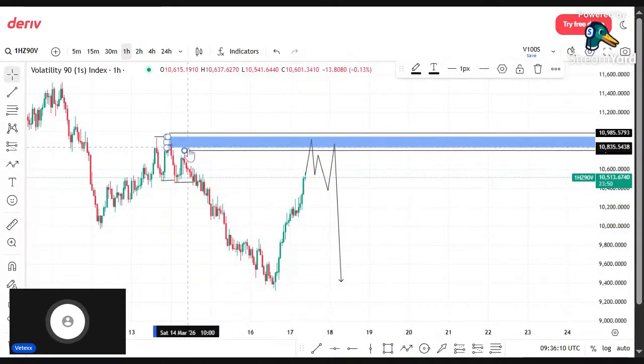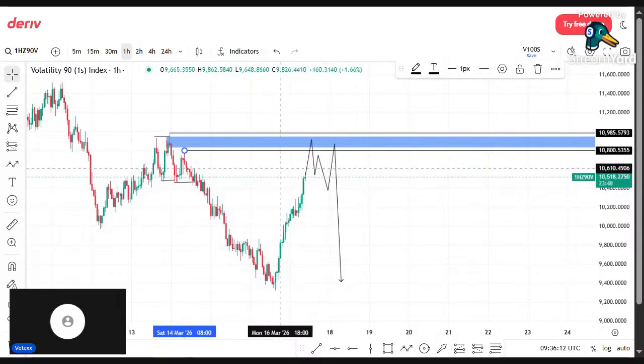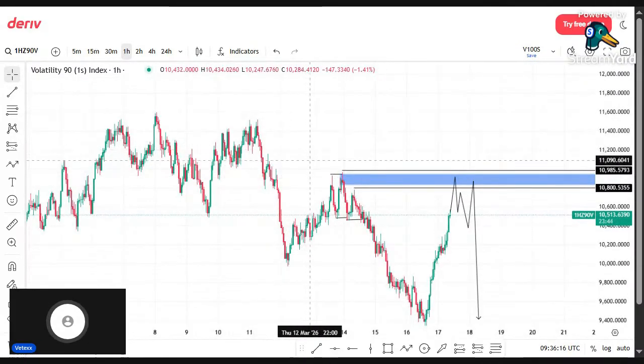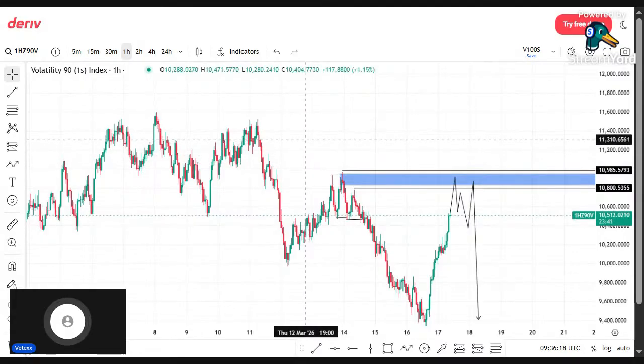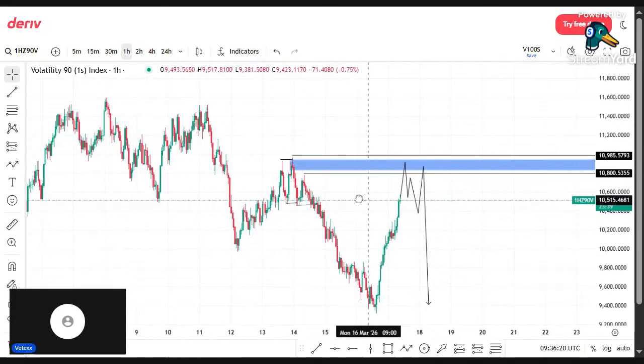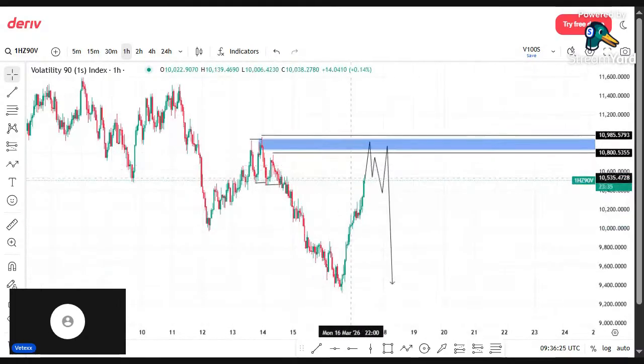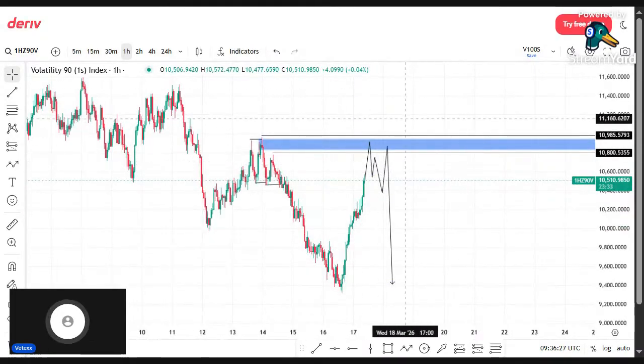So this is what we are anticipating on the V91 index. All right, so we'll look out for this. Let price come here and let's see what it's going to do.